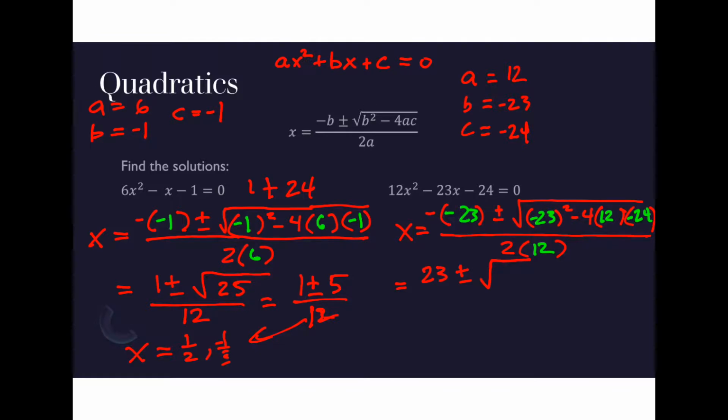So, negative 23 squared, we know, becomes positive 529. So I'm going to put that up here, 529. And we have minus and then one negative, so that's going to become plus 4 times 12 times 24, which is 1,152. Adding these two things together, we get 1,681.